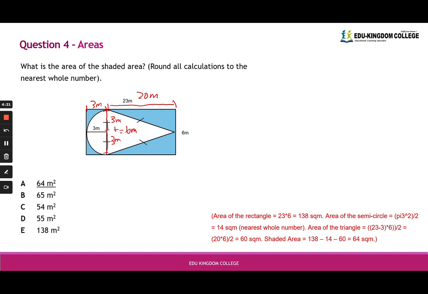And so first we want to find the area of the rectangle. The area of the rectangle is just going to be, obviously, base times length. So you get 23 times 6, that gives us 138 meters squared. And then we do the area of the semicircle.